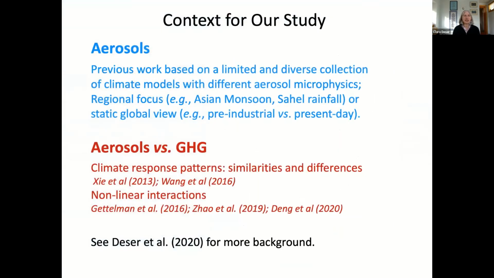So the context for our study, and this is very broad brush, a lot of detail in the paper to underpin these concepts, but at least my reading of the literature when we first began this study was that previous work on the large-scale climate impacts of aerosols was mainly based on a limited and diverse collection of climate models, each of which had a different representation of aerosol microphysics. So i.e., the CMIP5 models that conducted aerosol-only experiments. And in terms of analysis, often the focus was regional, so particular interest in the Asian monsoon or Sahel rainfall or European climate, that kind of thing.